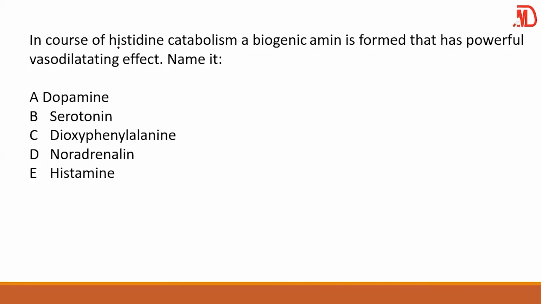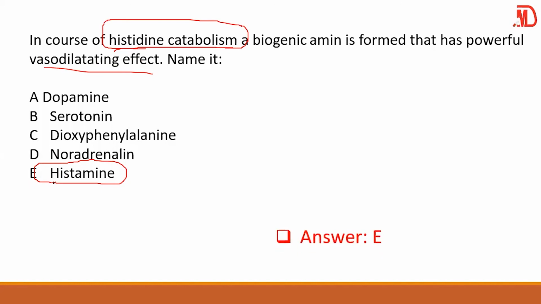All right. Now, in the course of histidine metabolism, a biogenic amine is formed that has a powerful vasodilating effect. What I'm trying to say is that histidine leads to the metabolism of histamine. And you know this histamine has a vasodilating effect. So here we're talking about an allergic reaction. That is histamine. So histidine leads to histamine. So the answer is E.